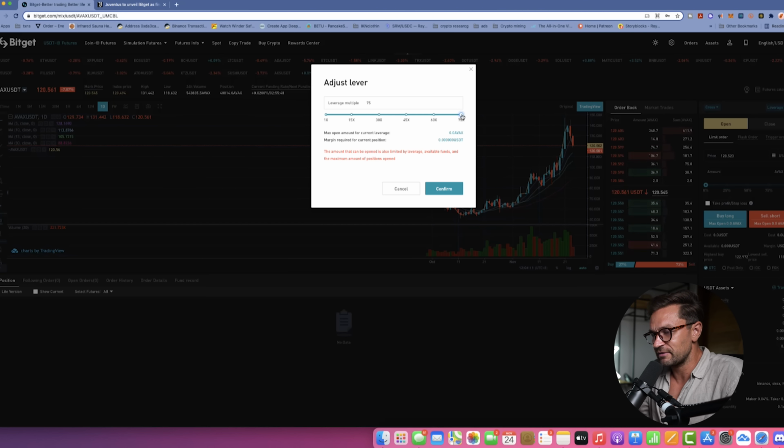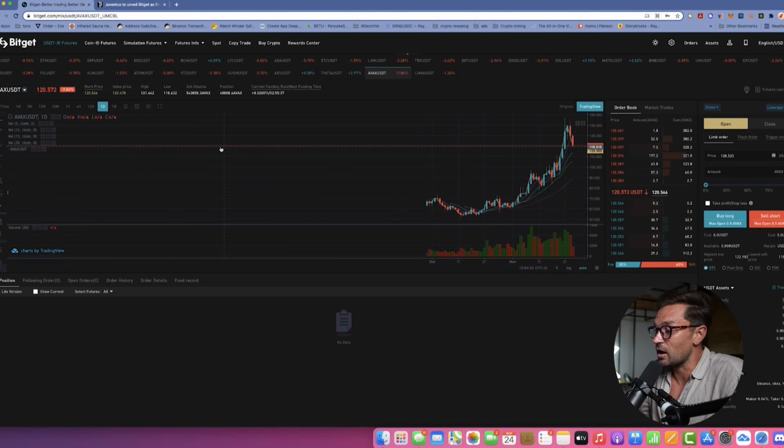Right now, I only have $6,500 USDT deposited into the account. But as of right now, 75X, if you're doing anything over 50, I think that's stupid. So 75X, I think, is plenty on the actual exchange.